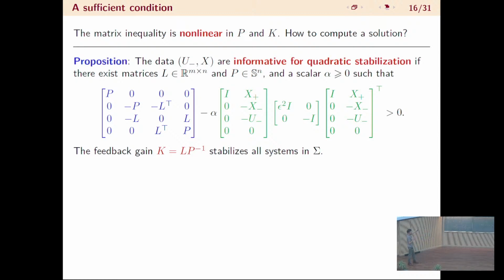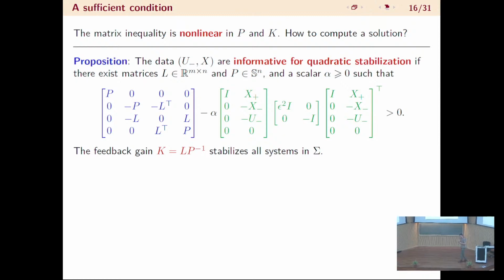One nice aspect of this inequality is that you see this matrix over here is linear in P and L, right? So there are no products of P with L involved here anymore. And also this is linear in alpha. And so this is a linear matrix inequality. And there exist numerical tools to solve those linear matrix inequalities. We'll also see an example of that in the tutorial session this afternoon. Now, this inequality is something that we can solve for P, L, and alpha.